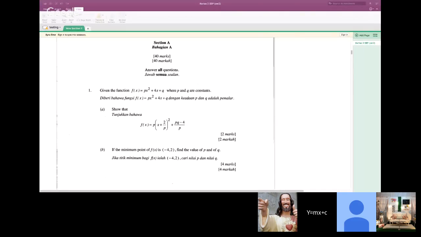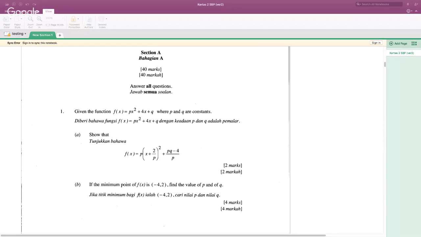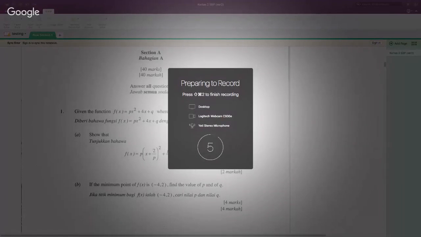Right, so let's start the discussion now. I will share the screen. I'll share the question. I hope all of you can see the question nicely. All right, and then I will start the screen recorder as usual. Just give me a moment. All right, I will start in 3 seconds.